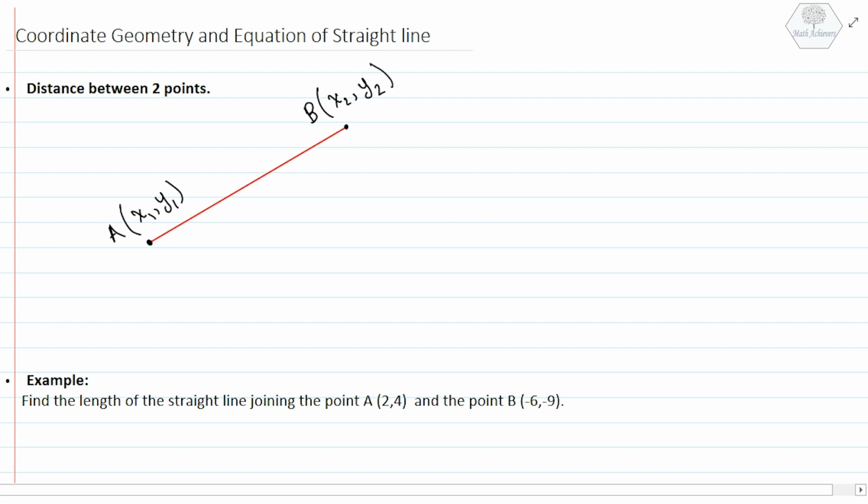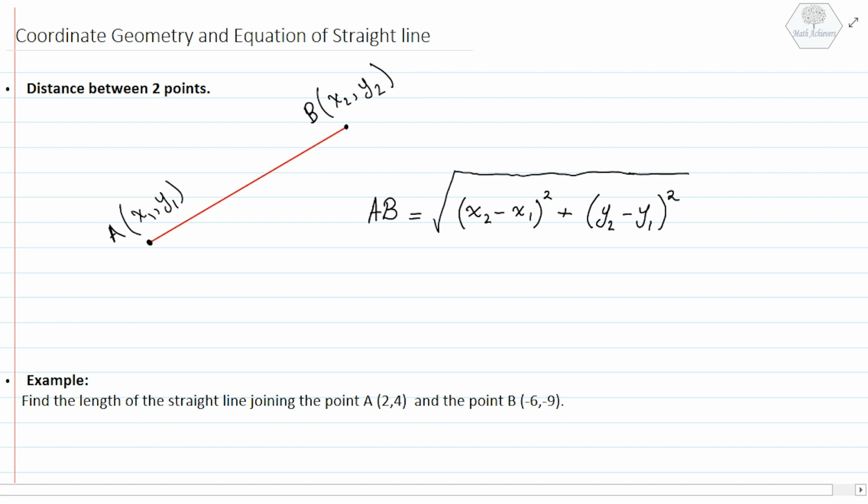Now, to find the distance between these 2 points, or the distance AB, this is equal to the square root of x2 minus x1, all of it squared, plus y2 minus y1, all of it squared.